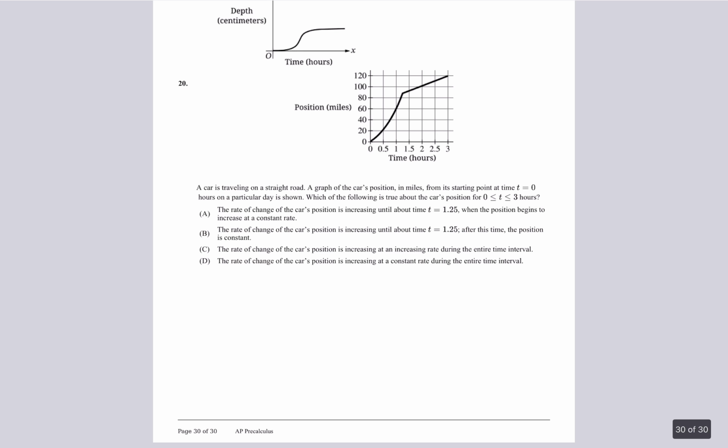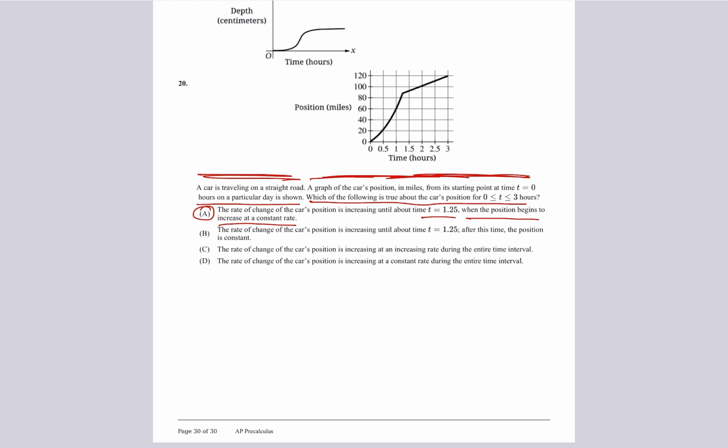Now, last but not least, question number 20. A car is traveling on a straight road. A graph of the car's position in miles from starting position at time equal to 0 hours on a particular day is shown. Which of the following is true about the car's position? Well, the rate of change of the car's position is increasing until about t equal to 1.25, when the position begins to increase at a constant rate, okay, which is in fact correct.